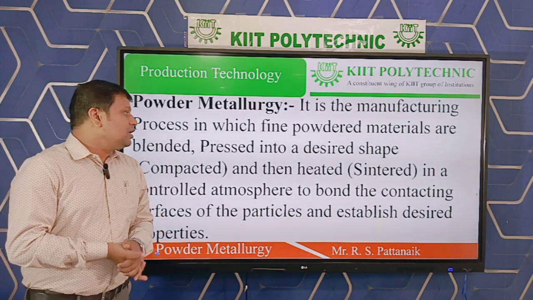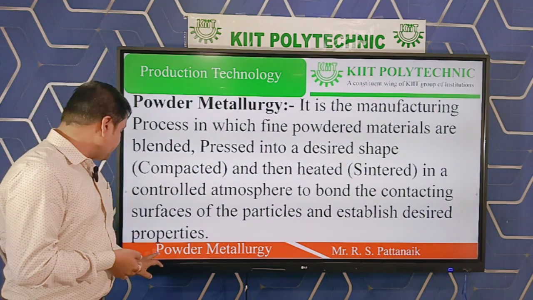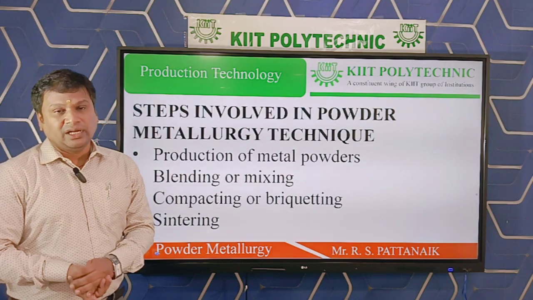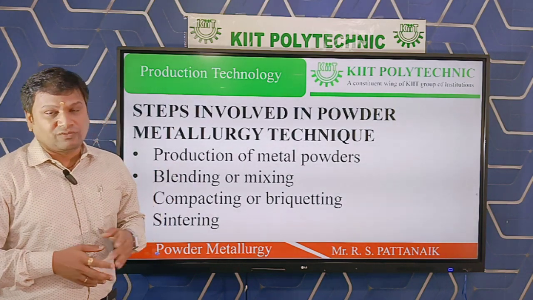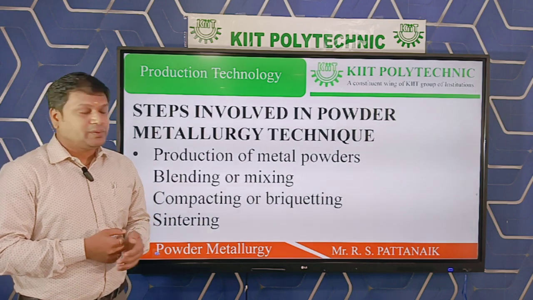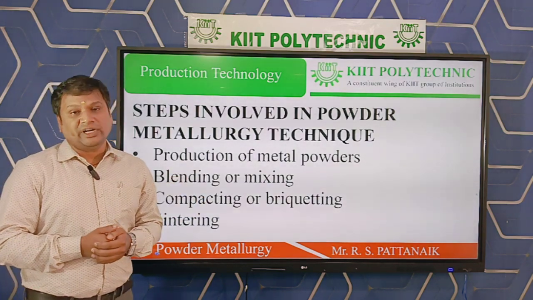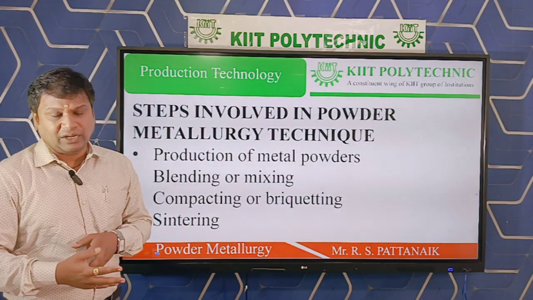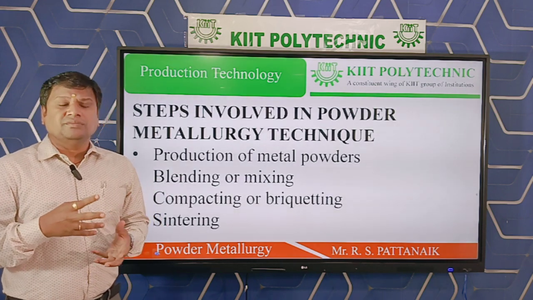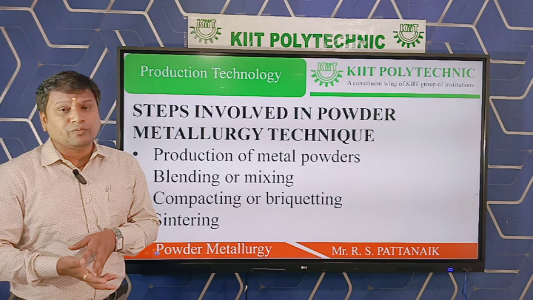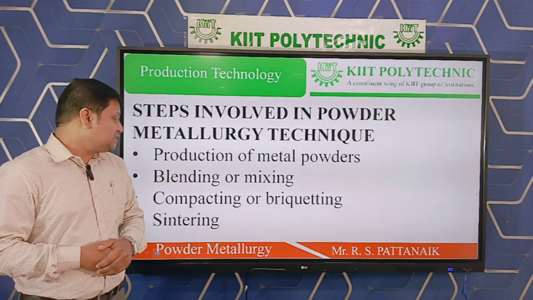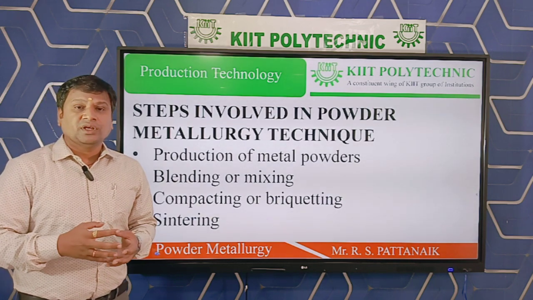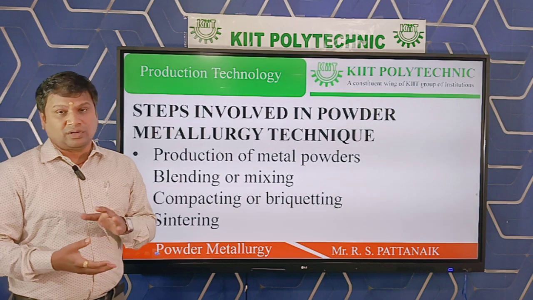The next slide covers the steps involved in the powder metallurgy technique. There are four basic steps. The first one is the production of metal powder. In this step, the metal and alloys are converted into powder form. The next step is blending or mixing. In this step, the metal powders are properly blended or mixed.